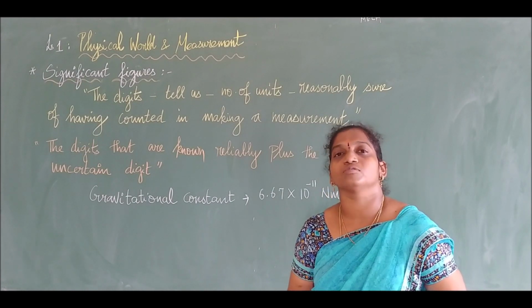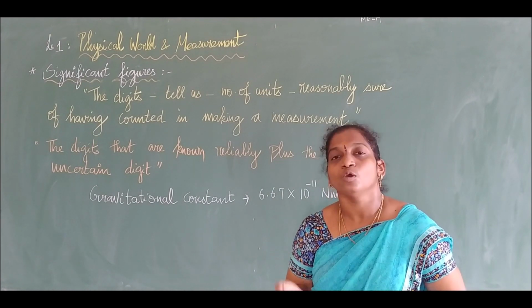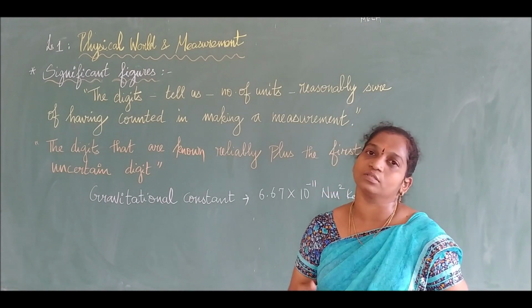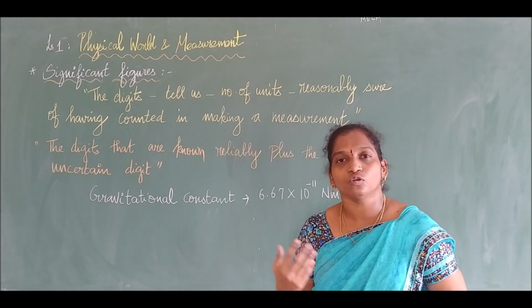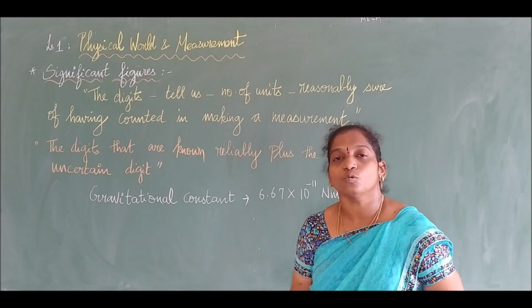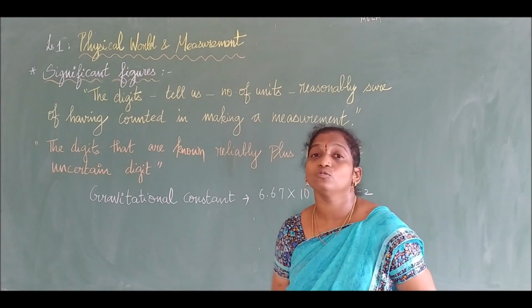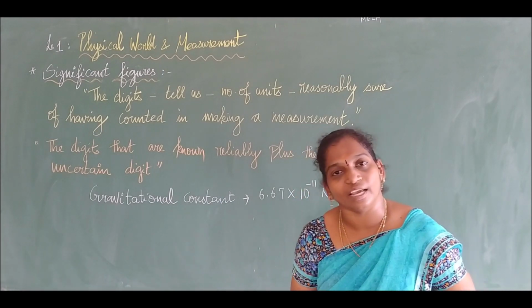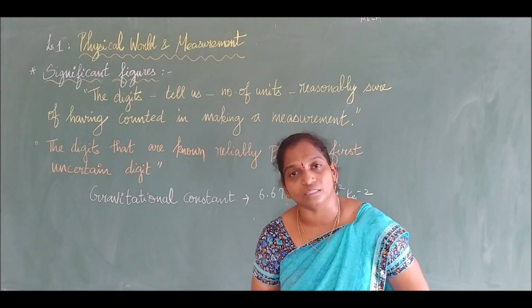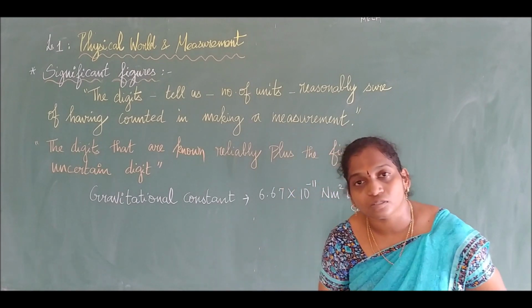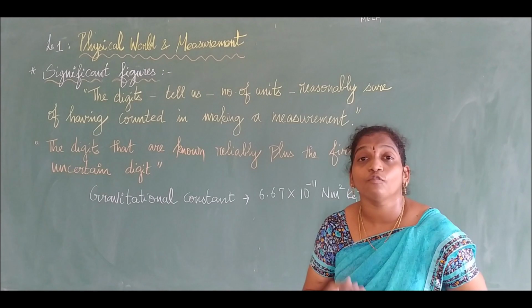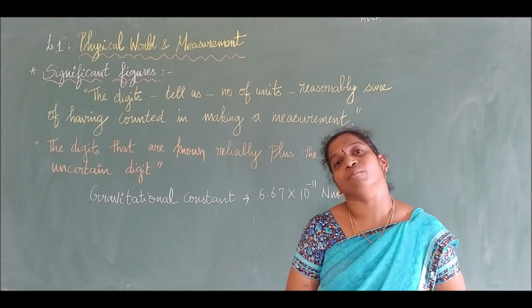We use various numbers in taking a measurement, right? When doing a calculation or taking a measurement, we use various types of numbers: decimal numbers, fractional numbers, whole numbers. We take various values of measurements and we say which value is reliable and which value is uncertain. That is called significant figures. So we can say it is the number of meaningful digits in a number.